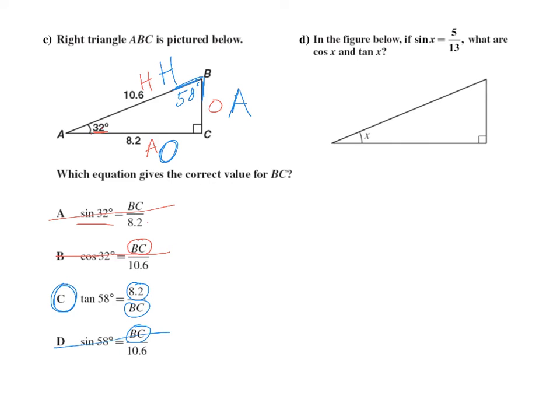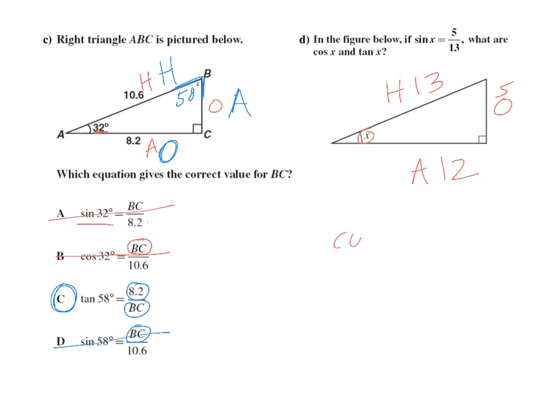For part D, in the figure below, if sine of x is equal to 5 over 13, what are cosine of x and tangent of x? Sine of x, we don't know what this angle measure is here, but we have sine, which is opposite over hypotenuse, so this is going to be 5, and this is going to be 13. How do you figure out the adjacent side? Well, you could use the Pythagorean theorem, or if you look at your bag of tools, you have the Pythagorean triples to work with. So you have 5, 12, and 13. That makes doing this problem a bit faster if you could draw on that knowledge.